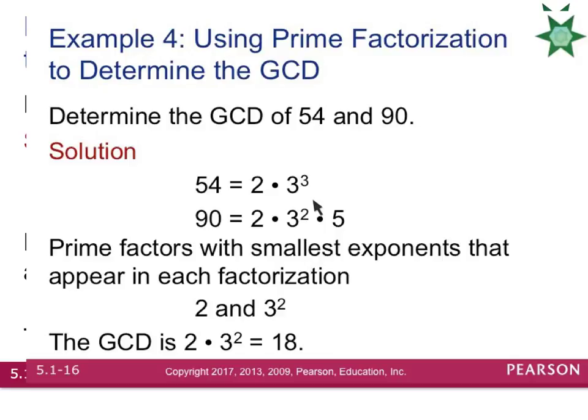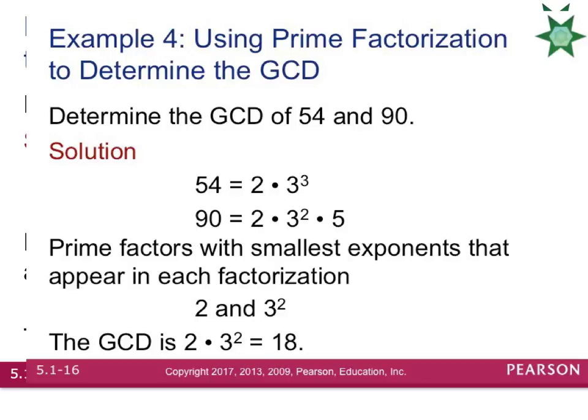And then we have 3 in both, but we're going to use the smallest number of occurrences. So that would be 3 squared, not 3 cubed. Okay, so 9 goes into this one, but 27 doesn't go into this one. So we would just use a 3 squared, smallest exponent. We don't have a 5 in both of these, so we wouldn't use the 5. So we're just going to use 2 and 3 squared. So our greatest common divisor is 2 times 3 squared, or 18. So that is the biggest number that goes into that.